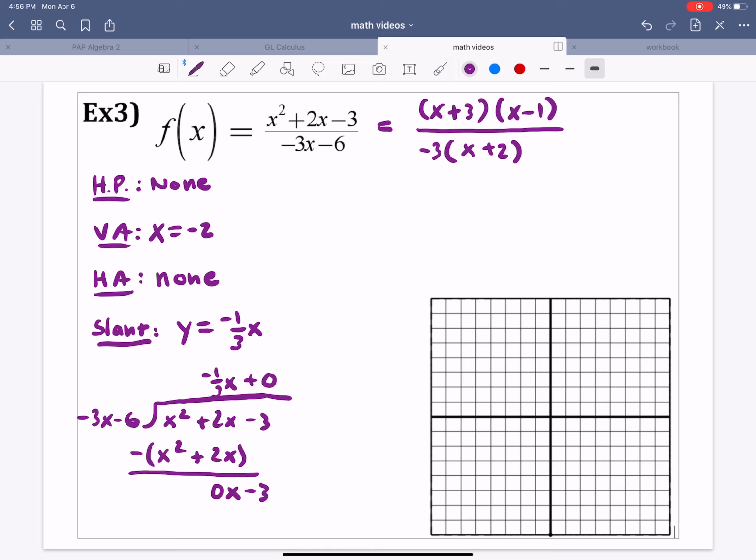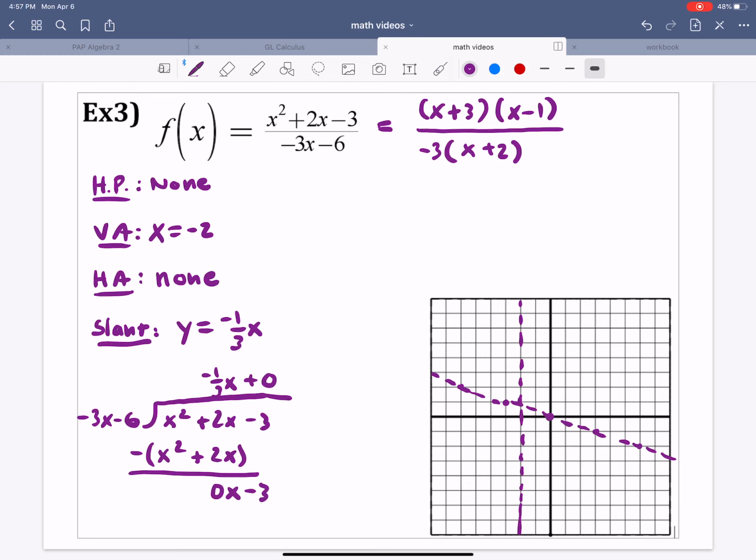So let's go through and plot on our graph what we know already. We know that there's a vertical asymptote at x equals -2, and this slant asymptote is at 1/3 x. So start at the y-intercept of 0 and apply a slope of -1/3. That's up 1, left 3, up 1, left 3. You could also go down 1 from the origin and right 3, down 1, right 3. And then you're going to draw that as a dashed line, just like we would for any other asymptote, okay?